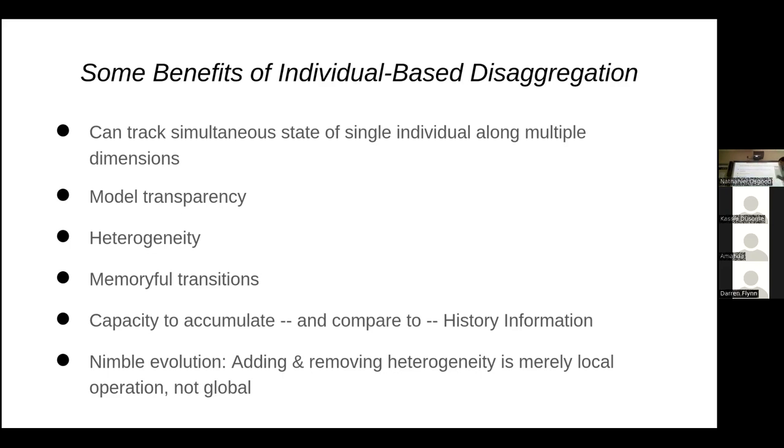One that I've emphasized in the last half hour a lot is the ability to keep track of and track over time the state of a single individual along multiple dimensions. So progression along diabetes, progression along heart disease, progression along COVID-19 status, flu status. When we're characterizing things at an individual level, we can characterize what state a given person is in without needing to deal with all possible combinations of states, and it's very scalable and it allows us to capture that added information very readily. Model transparency benefits because it is scalable.